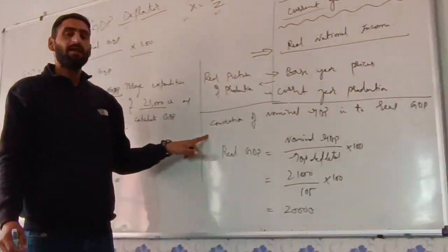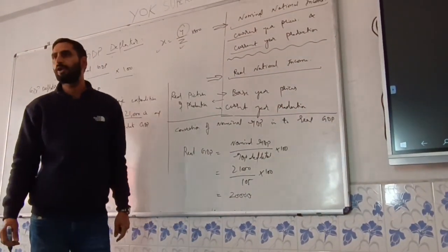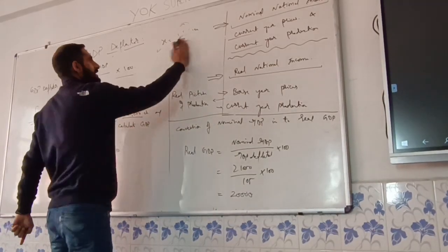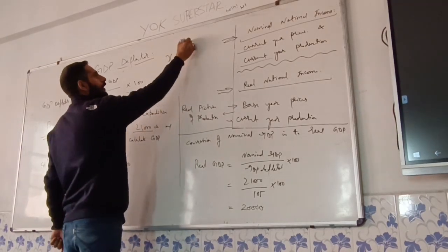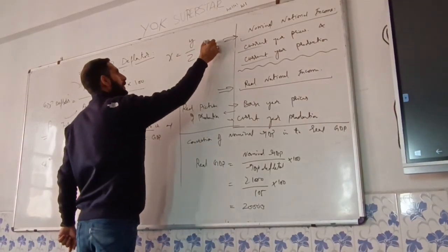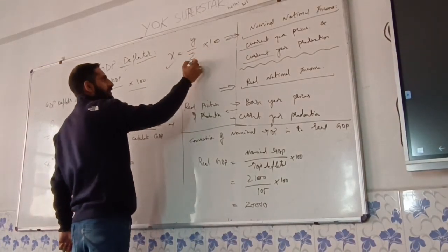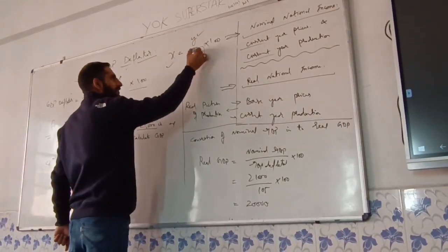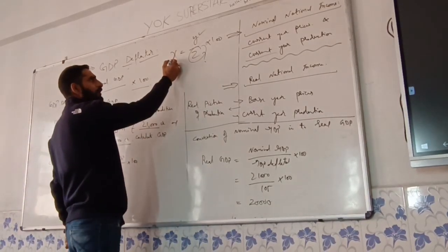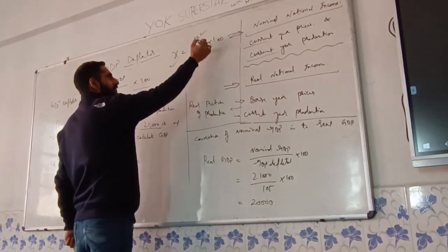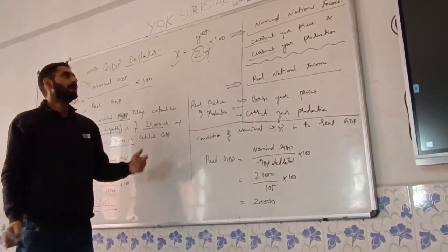Let us take it here. Let us convert the nominal GDP into real GDP. Then only we will get to know. For example, we have an equation x is equal to y upon z multiplied by 100. We have the value of x, we have the value of y, we don't have the value of z. Or vice versa, we have the value of x, we have the value of z, we don't have the value of y. It could happen in any form.